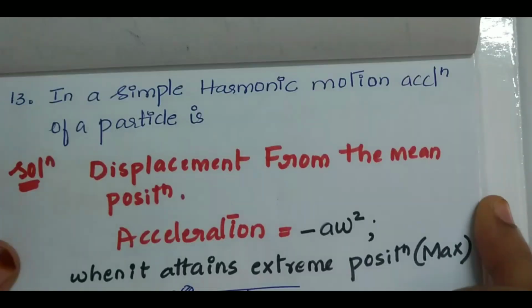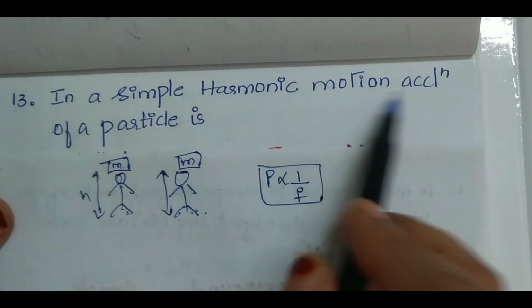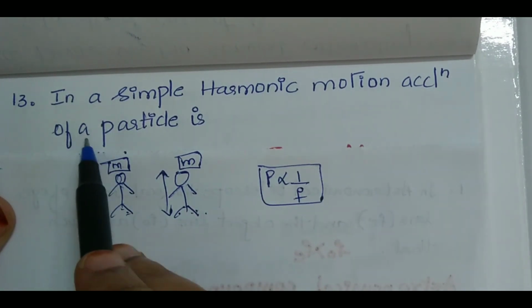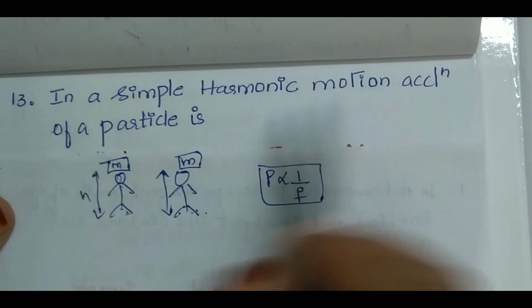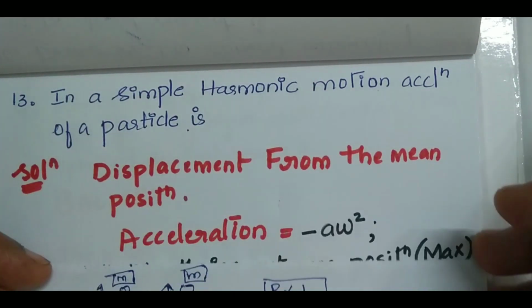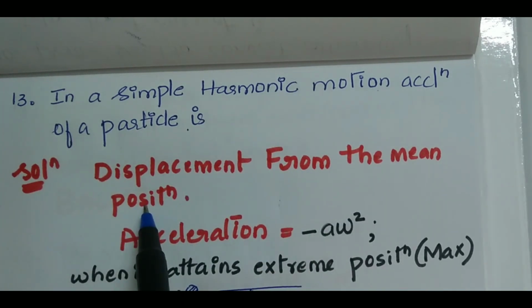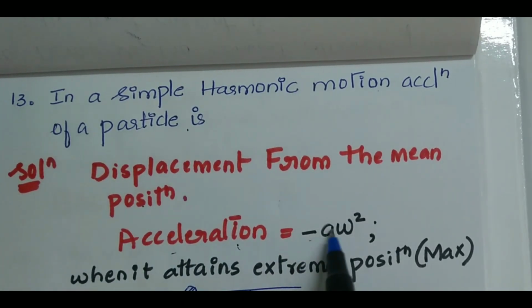Then we have the 13th one, that is, in a simple harmonic motion, acceleration of a particle is. So in case of simple harmonic motion, they are asking you the relationship for the acceleration. With the help of the relationship for the acceleration, you can solve this question. See, displacement from the mean position, acceleration is given by minus a omega square. This is the relationship of simple harmonic motion, okay.